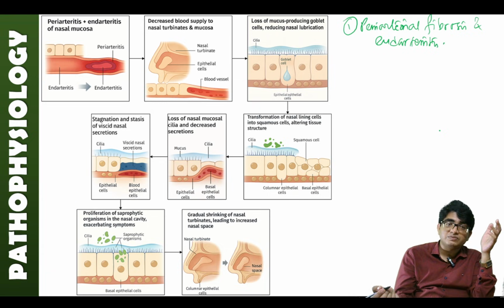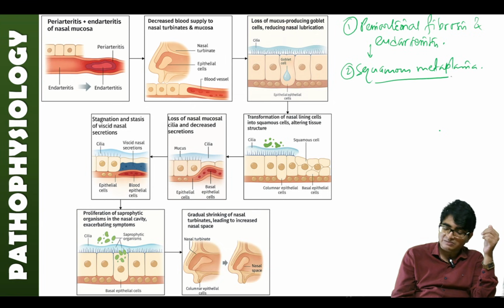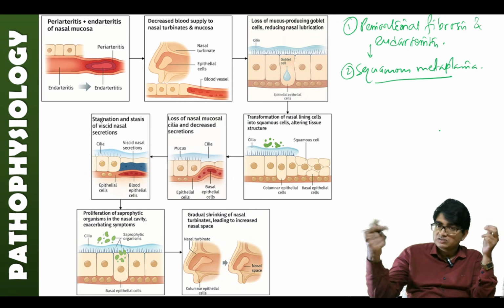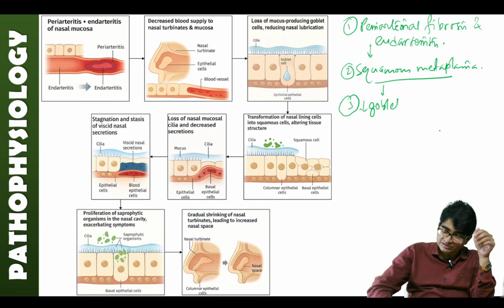This will lead to decreased vascular supply to the turbinates. This will in turn lead to squamous metaplasia. That means the ciliated columnar epithelium is getting replaced with stratified squamous epithelium. Obviously, along with that the goblet cells are lost, so goblet cells decreased. Now if goblet cells are decreased, what will happen next?